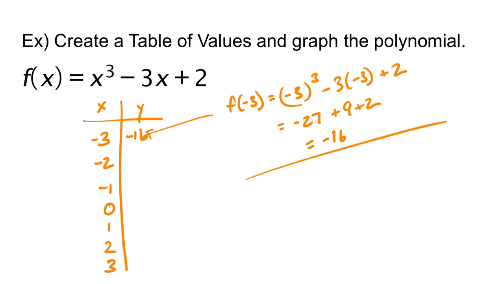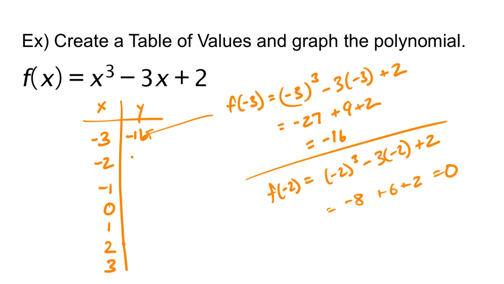It's basically repeat this for each one of the following values. So I'll do the same thing with -2. Plug it into my equation. That'll give me -8 plus 6 plus 2. That equals 0. And I continue through that.